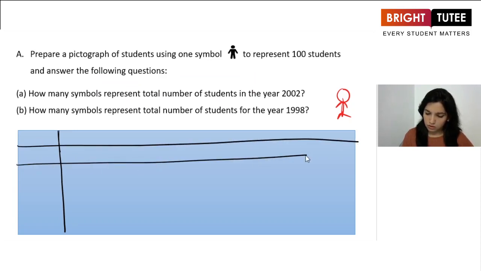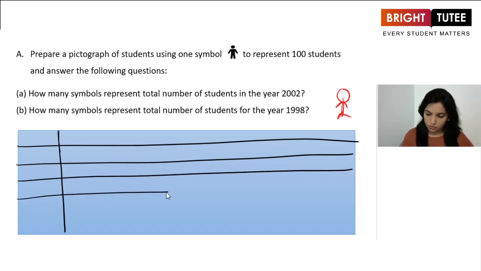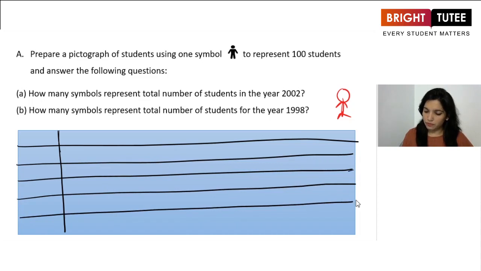So 1, 2, 3, 4 and 5. Okay, so here now let us put what is given here.